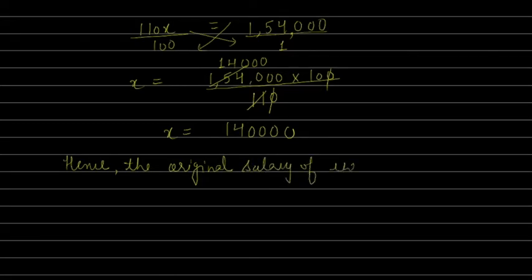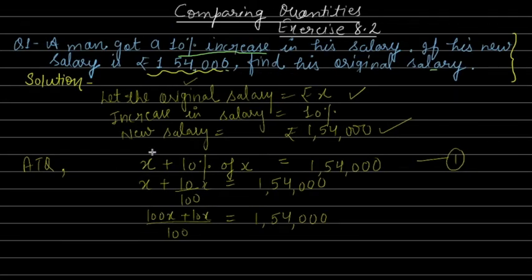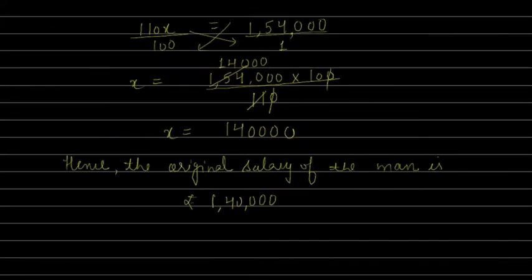So we can write, hence the original salary of the man is rupees 1,40,000, right? And if I calculate 1,40,000 plus 10% of 1,40,000 and you add up, you will get 1,54,000, which verifies the question. So this was question number 1 of this exercise. Let's see the next question of this exercise.